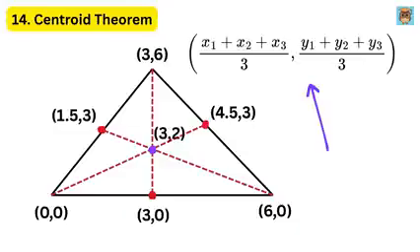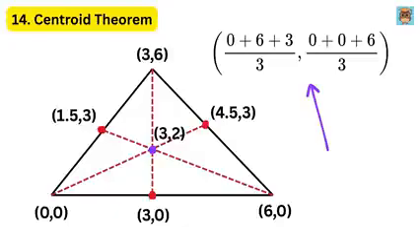This is because the centroid is given by this formula, where x1, x2, and x3 are the x values of the corners of this triangle, and y1, y2, and y3 are the y values of the corners of this triangle. So, put it here to get the centroid as (3, 2).